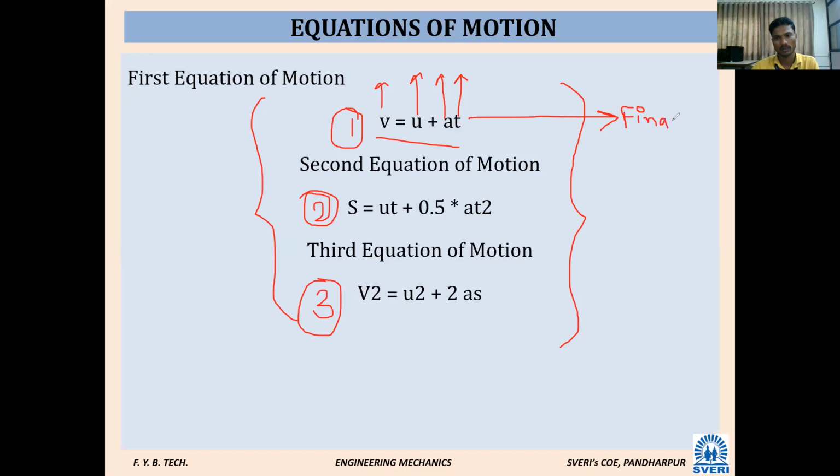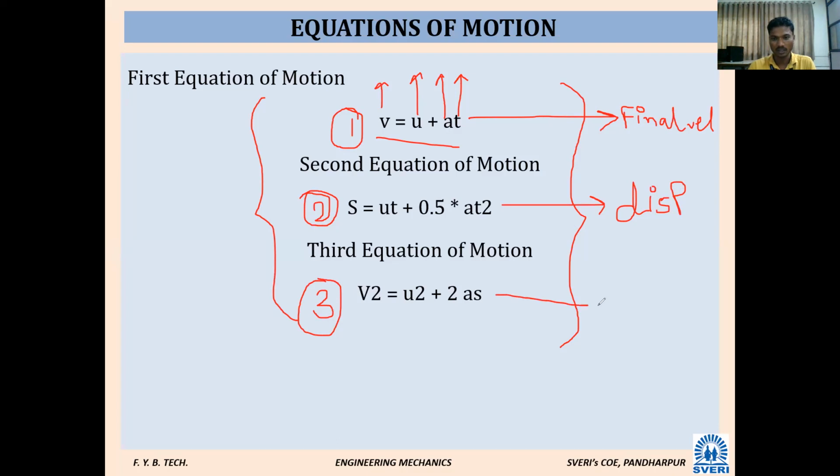Is it like that? Final velocity? Okay, your opinion is final velocity. Okay, with this, what can we find? Displacement. Okay, you are saying displacement.